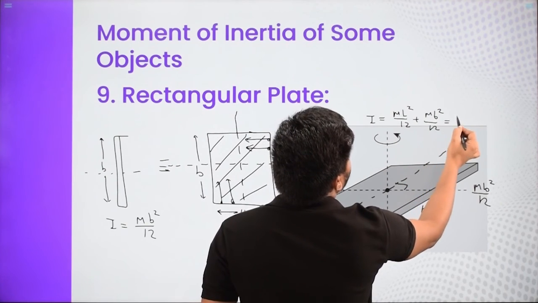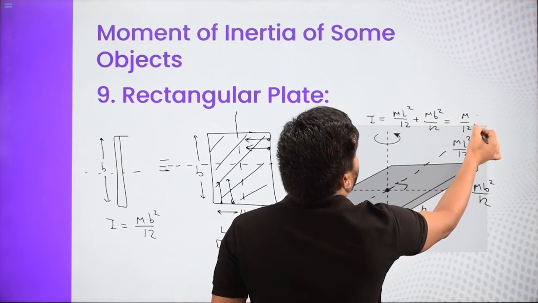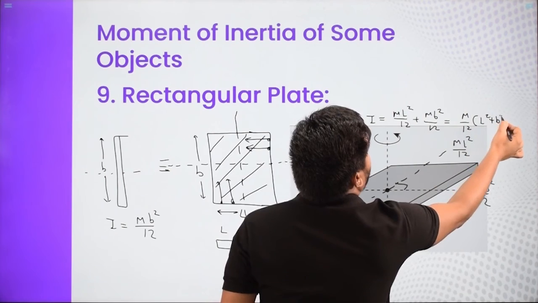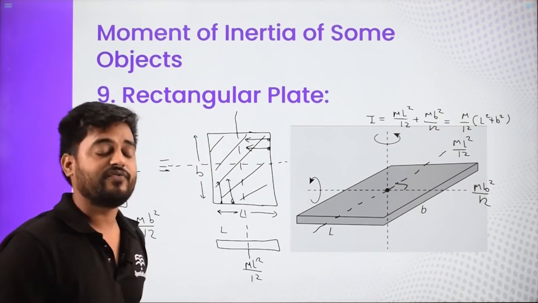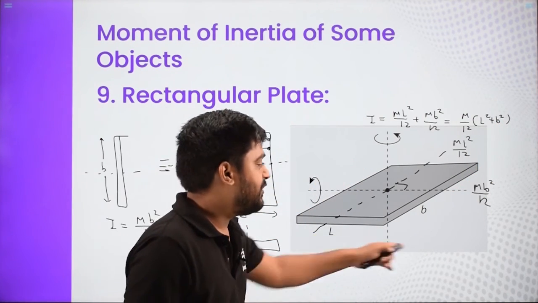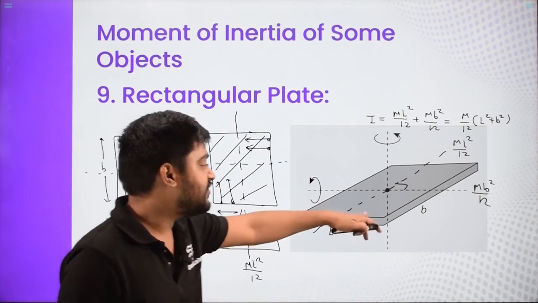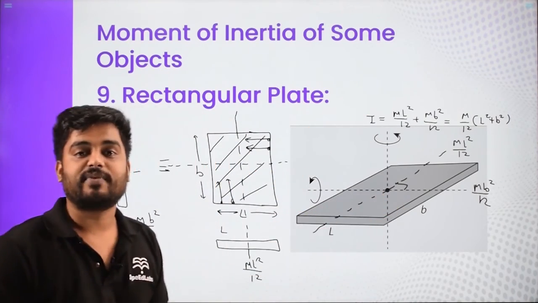So the moment of inertia is going to be M by 12 times L square plus B square. That is the moment of inertia of a rectangular plate about an axis which is perpendicular to its plane and passes through its center of mass.